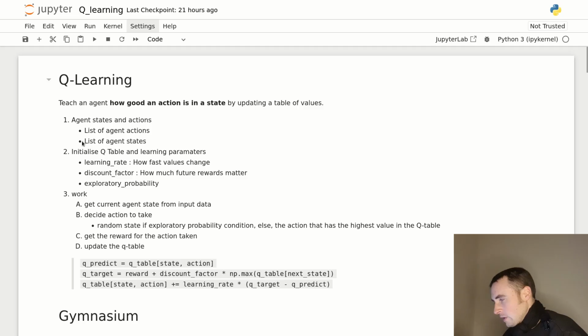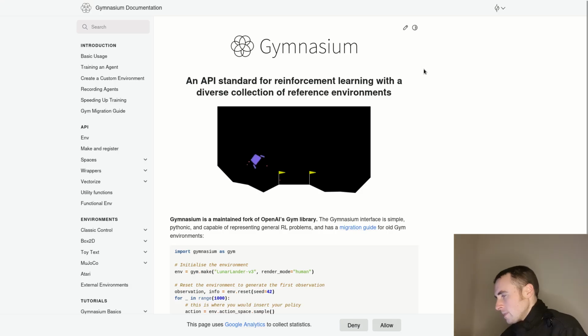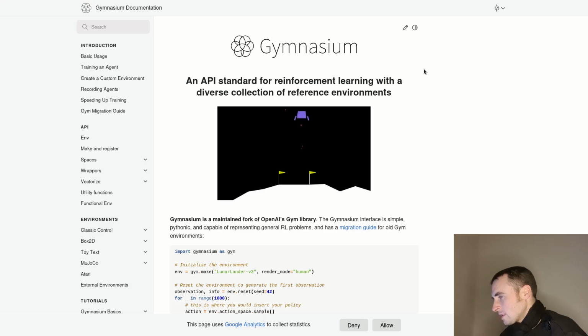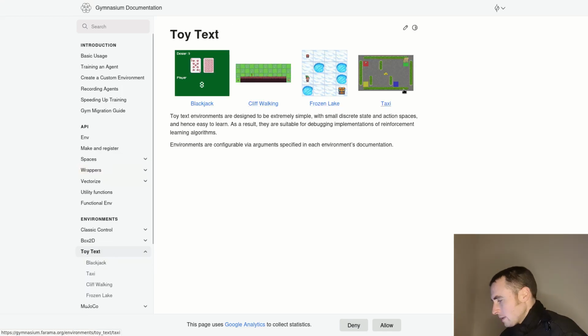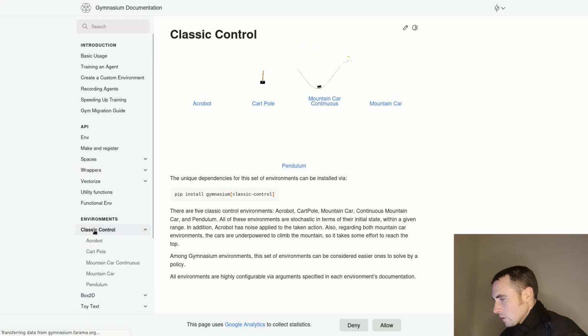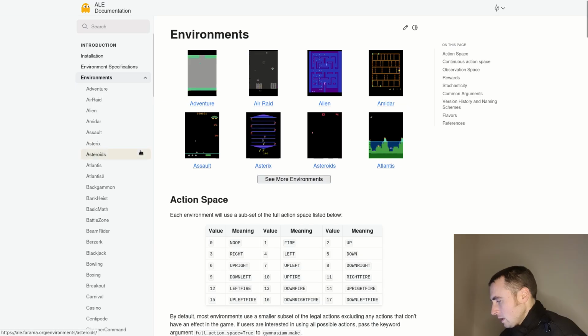So we initialize the Q table, which is a matrix for each of the possible actions in each of the possible states. As the agent works, we update the values in the Q table as per rewards. Gymnasium is a great resource to get started, and it has a lot of neat environments to play around with. We've got a taxi game, we've got control problems, we've got Atari games.